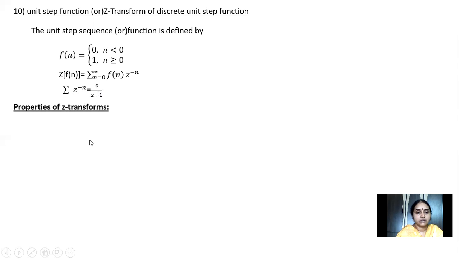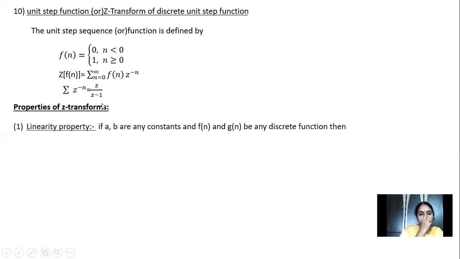And properties of z transforms. Okay, this is the actual formula. This we can write z of 1 equal to z by z minus 1. And then the linear property. We know the linear property. If a, b are any constants and f of n and g of n are any discrete functions, then the linear property, we already learned in the Laplace also. Z of a into f of n plus b into g of n, you can write the constants outside: a into z of f of n, b into z of g of n.